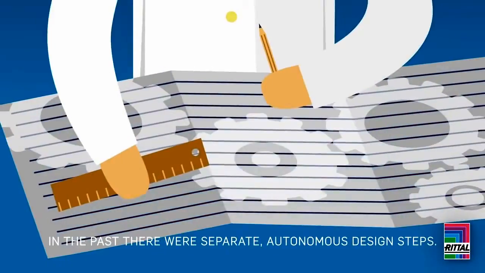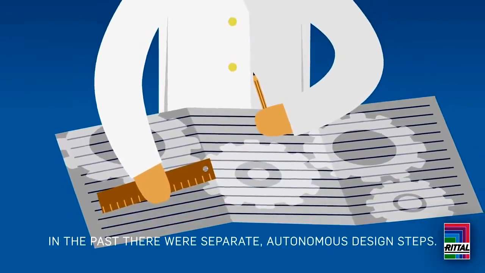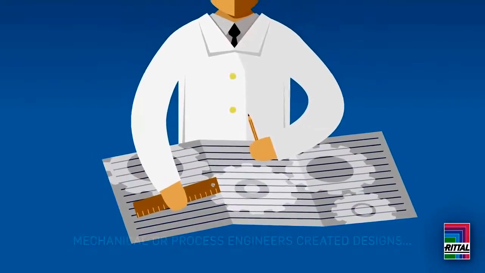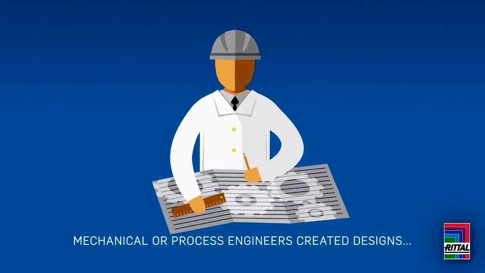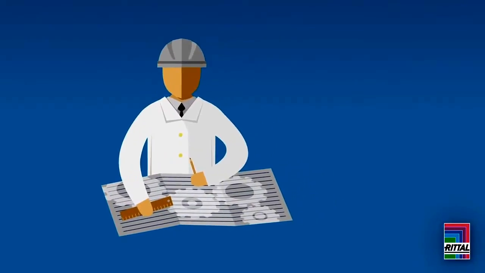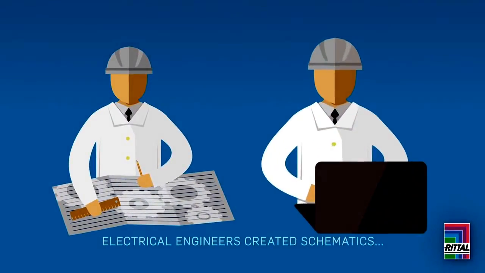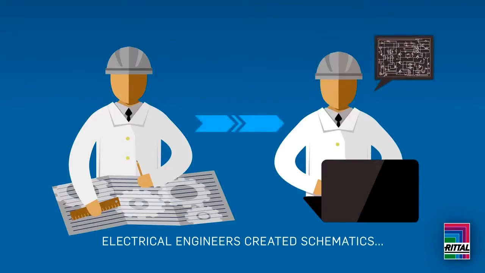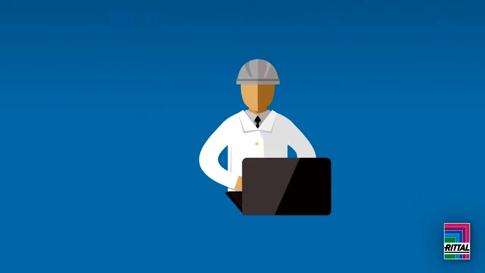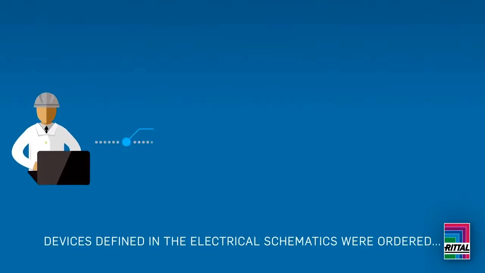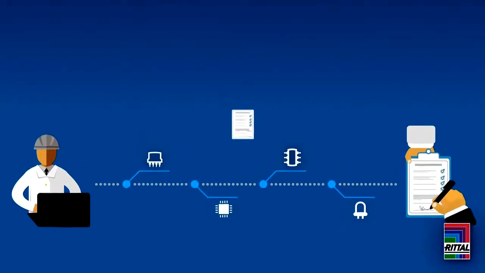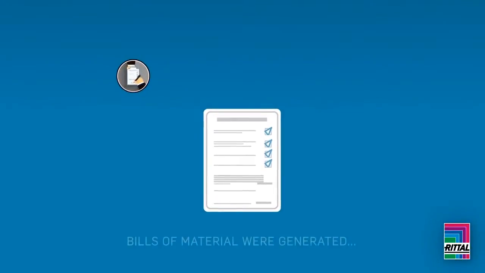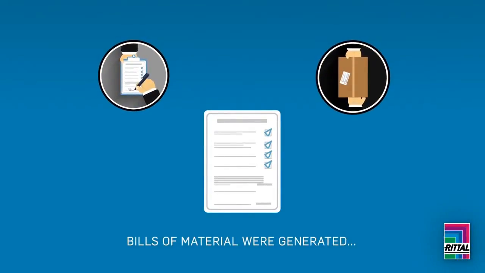Previously, every step of design and production for electric, hydraulic, and pneumatic control systems was separate and autonomous. Mechanical or process engineers created designs requiring actuators for automated actions and installation steps. Electrical engineers created schematics with wiring and connectivity information for the devices to be installed in these automated steps. Between engineering and purchasing, all devices defined in the electrical schematics were ordered. Bills of materials were generated, purchasing departments often recreating orders for each device and supplier.